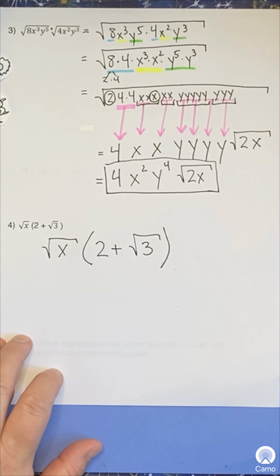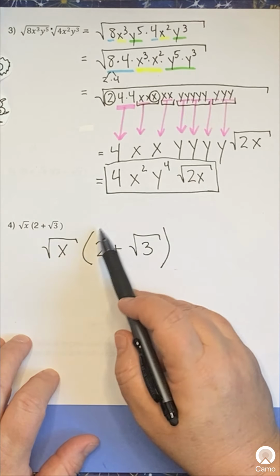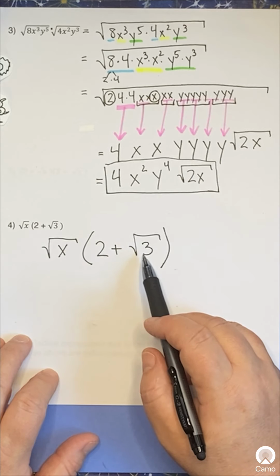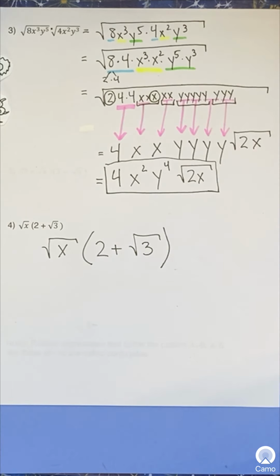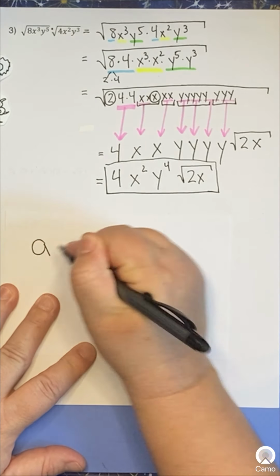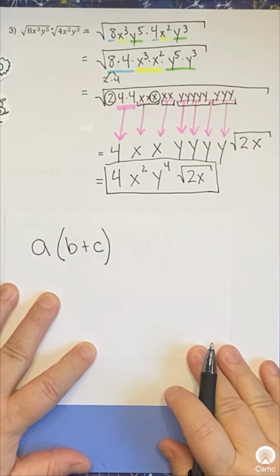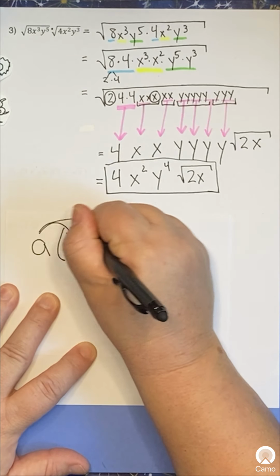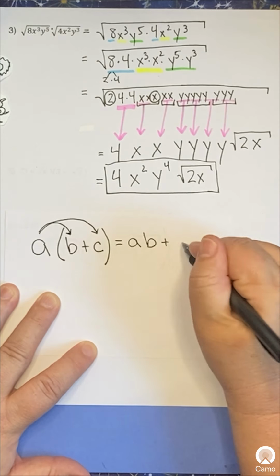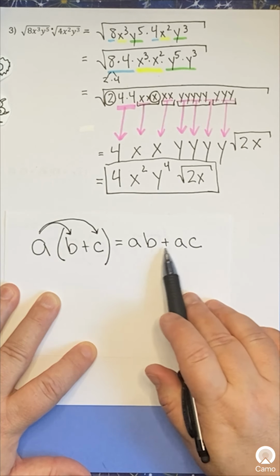And then I'm going to take a look at this and go, okay, I've got radical x, or square root of x, and then a parentheses, and then 2 plus radical 3. Now, I'm going to take a moment and cover this up and then think to myself, I remember this format from before. A times the quantity b plus c. This is just the distributive property, right? So we do a times b and a times c, right? A goes to visit b, a goes to visit c.